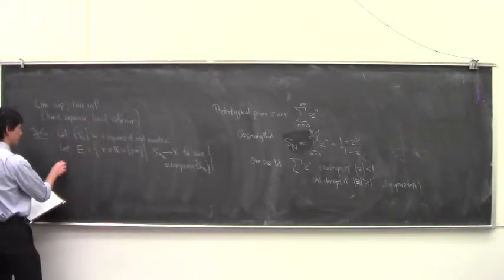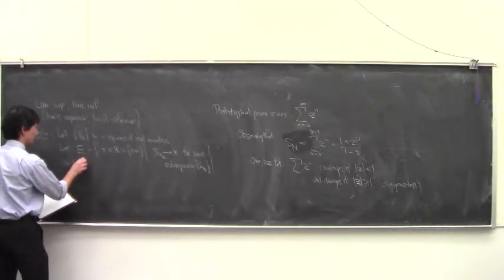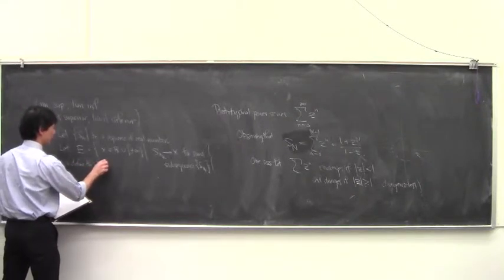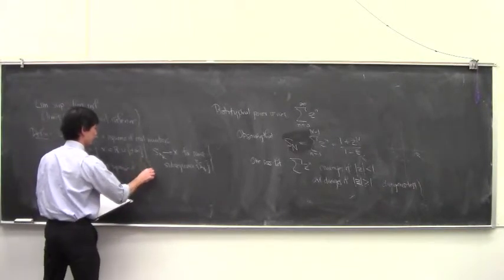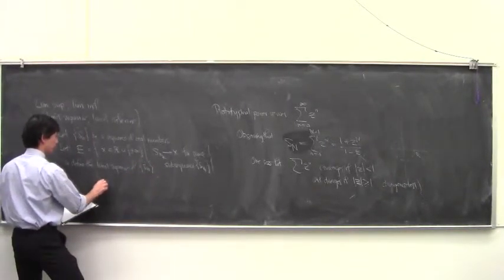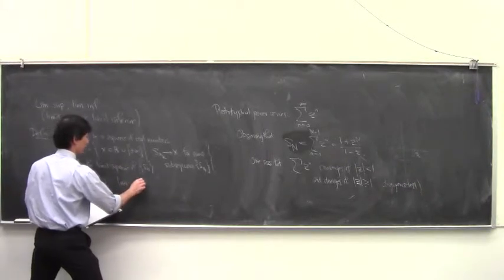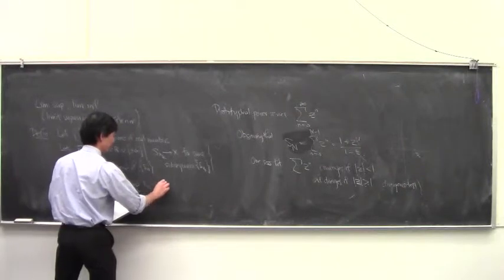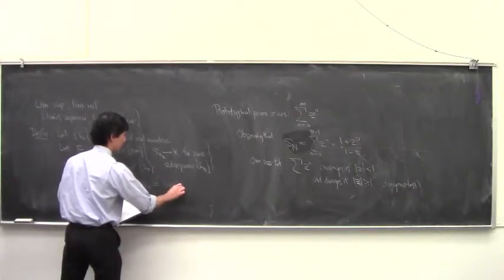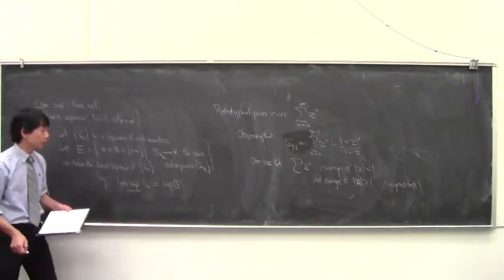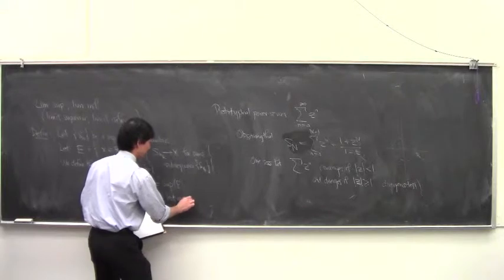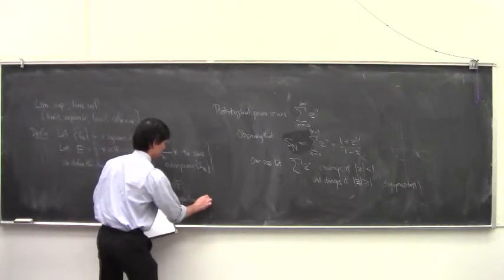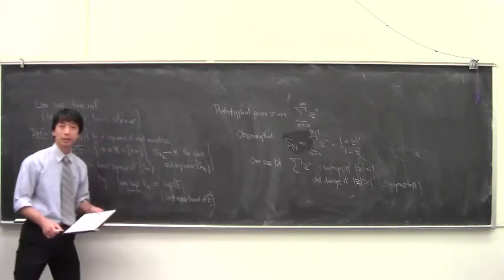Okay. So we define the lim sup, the limit superior, of the sequence S_n as the lim sup of S_n as n goes to infinity is the supremum of E, so the least upper bound of this set.